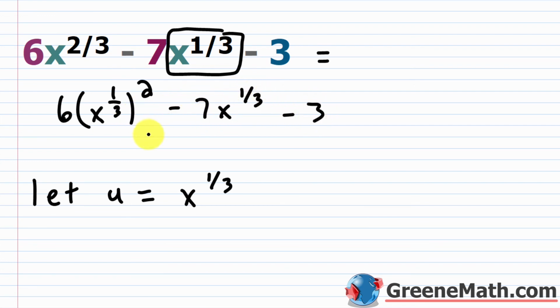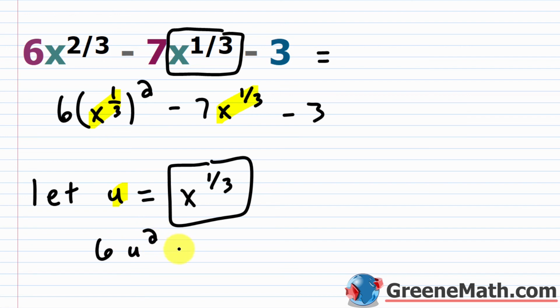So this is basically your setup. You're always going to take this guy right here and put it in the parentheses right there, and it'll be raised to the second power when this guy is quadratic in form, okay? So everywhere you see x to the power of 1/3, you replace it with u. That's all you have to do. So what I'm going to do is say that I have 6u squared minus 7u, and then minus 3.